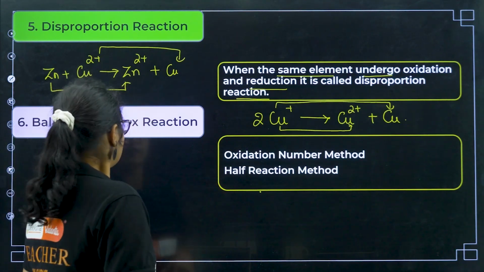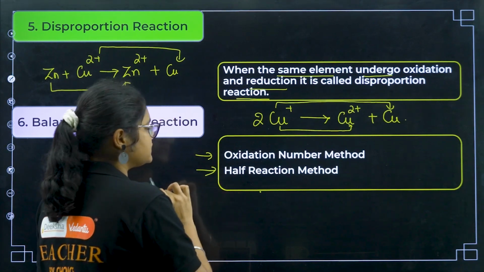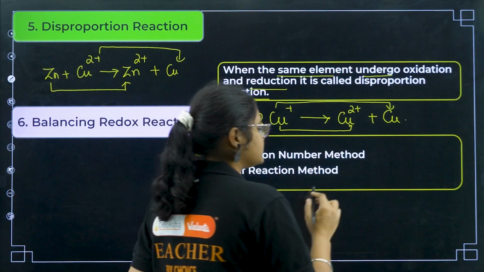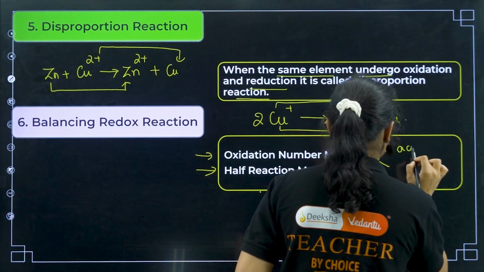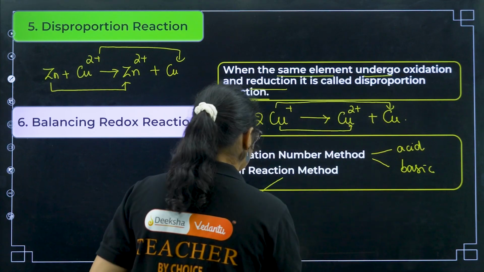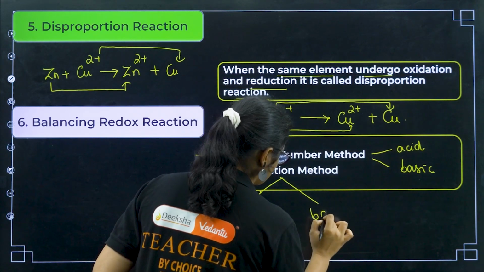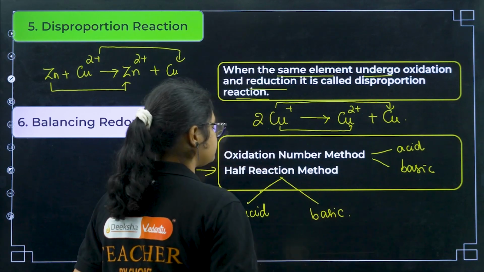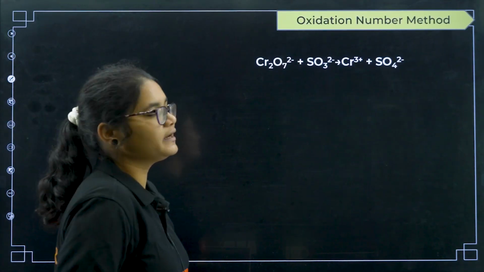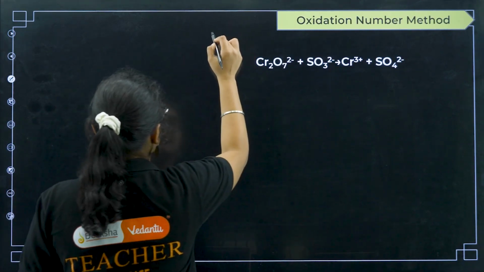Next, coming to balancing of redox reaction, there are two methods. One is the oxidation number method, another is the half reaction method. Each can be done in acidic medium or basic medium. Now let us start with one example of the oxidation number method, and we have to balance this in acidic medium.